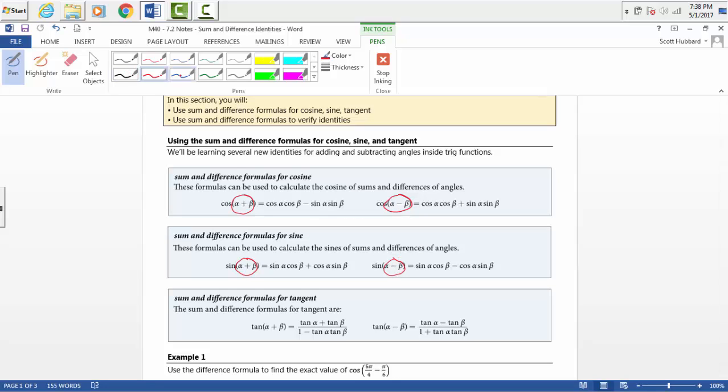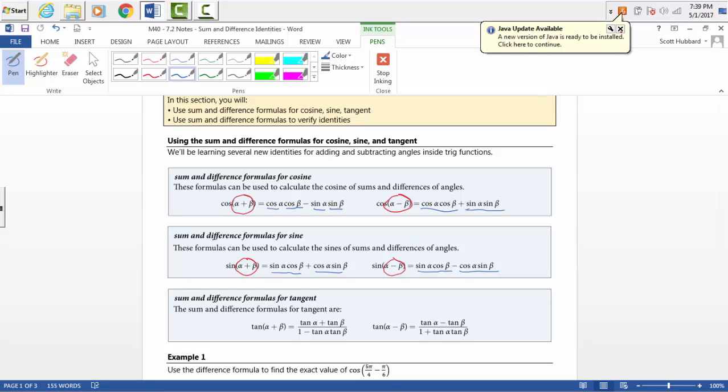The first one says that if you have cosine of alpha plus beta, it actually ends up being cosine alpha times cosine beta minus sine alpha times sine beta. That means we no longer have to add the angles inside the cosine. We can just split it up and multiply like that. And there are identities for all four, for a sum or addition, or difference or subtraction. You just have these four right here.